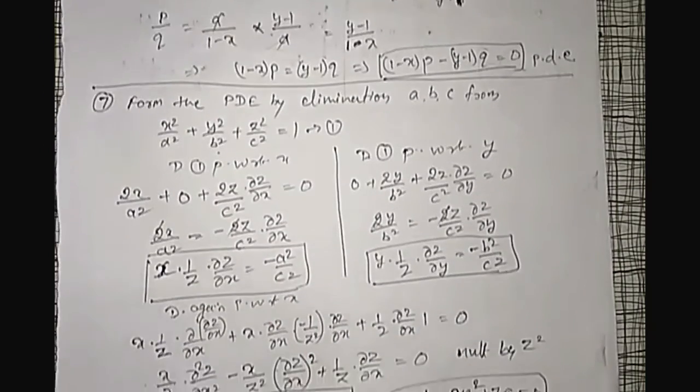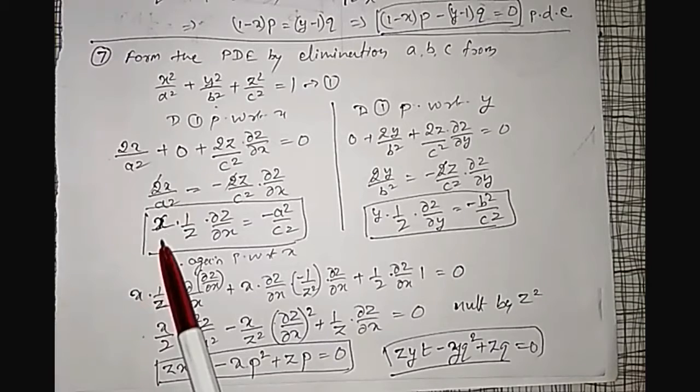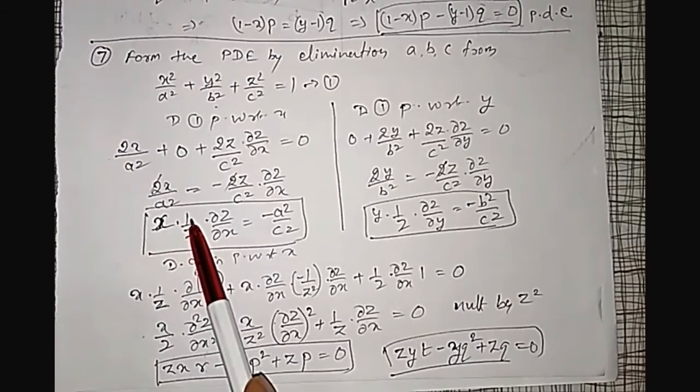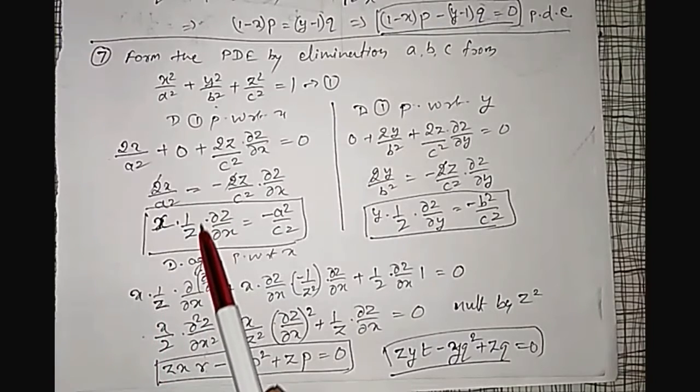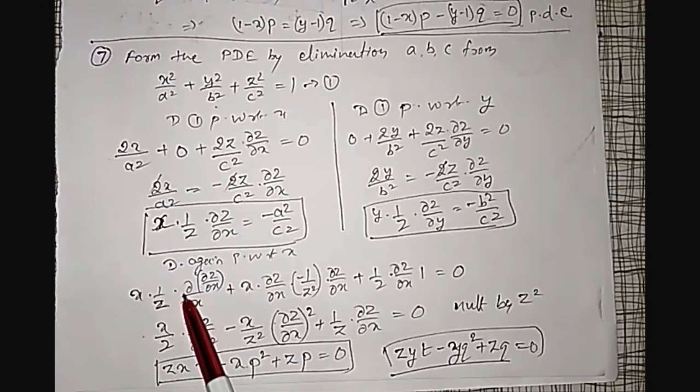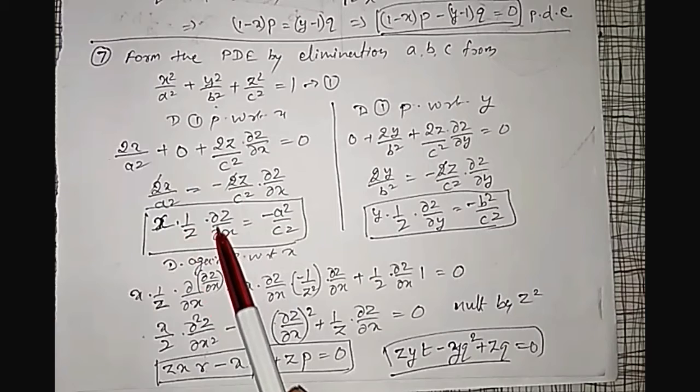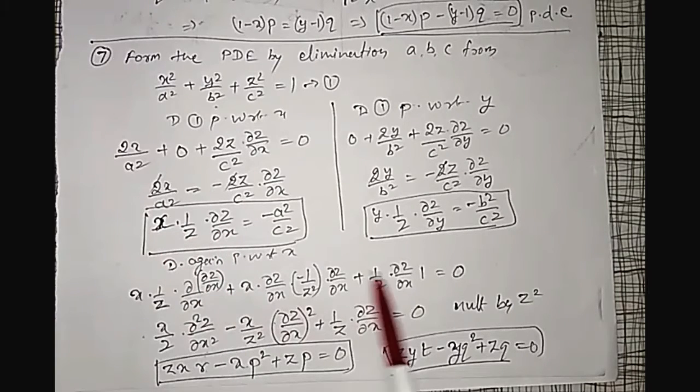While differentiating again with respect to x, I'll consider three terms: x as one term, 1 by z as one term, and dou z by dou x as one term. Then I will apply the product rule. x into 1 by z as it is, the partial differential of dou z by dou x with respect to x, plus x into dou z by dou x as it is, the differential of 1 by z with respect to x will become minus 1 by z square into dou z by dou x, chain rule again here, and the third term will become 1 by z into dou z by dou x as it is, the differential of x will become 1, which is equal to 0.